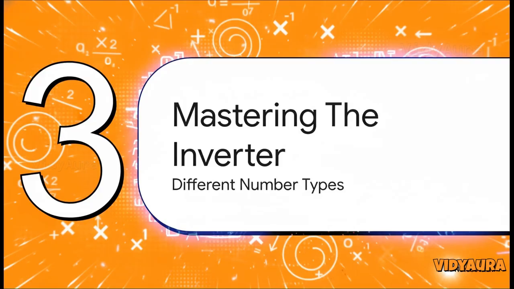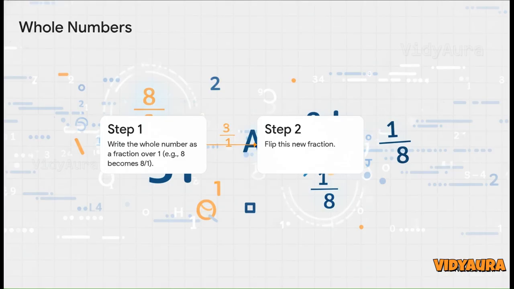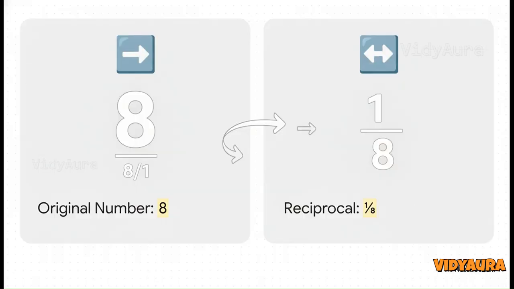Okay, you've got the basic idea down. Now let's make sure we've really got this inverter tool mastered by trying it out on a few different kinds of numbers. What about a whole number, like the number 8? The trick is to first think of it as a fraction. Remember, any whole number can be written as itself over 1. So 8 is really just 8 over 1. And once you see it that way, you just flip it. The reciprocal of 8 is 1/8. It really is that simple.